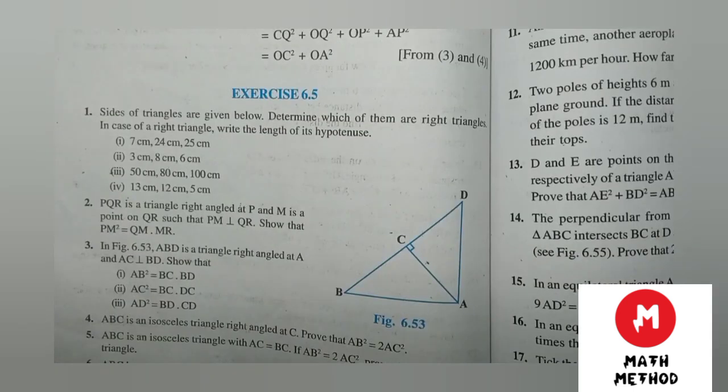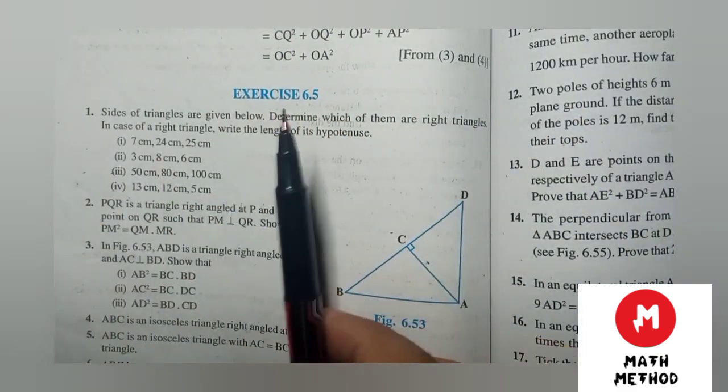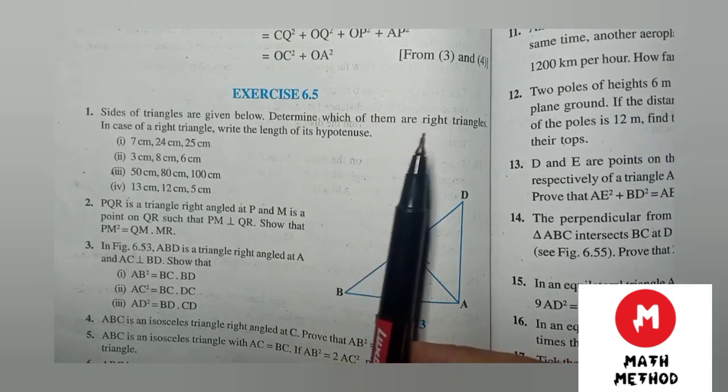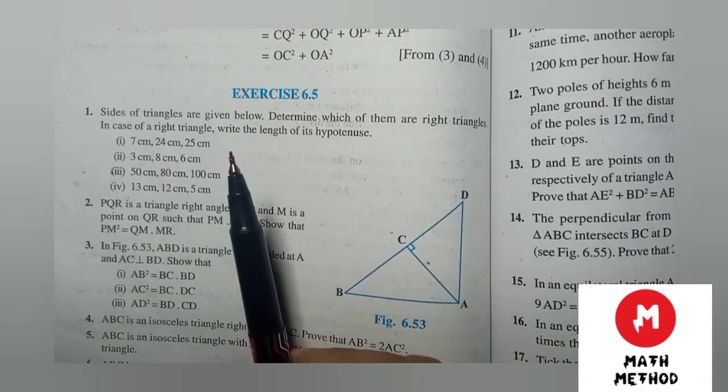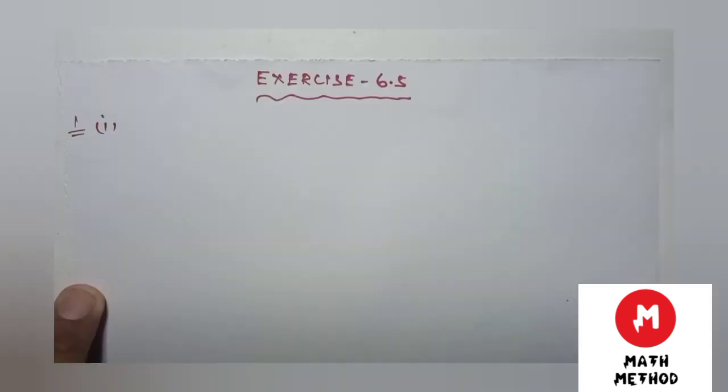Now see exercise 6.5, which tells sides of triangles are given below. Determine which of them are right angles. In case of right angle, write the length of its hypotenuse. So we will apply the theorem 6.8, which is Pythagoras theorem. Now let's start with question number 1, part 1. In part 1, three sides are given as 7 centimeters, 24 centimeters and 25 centimeters.